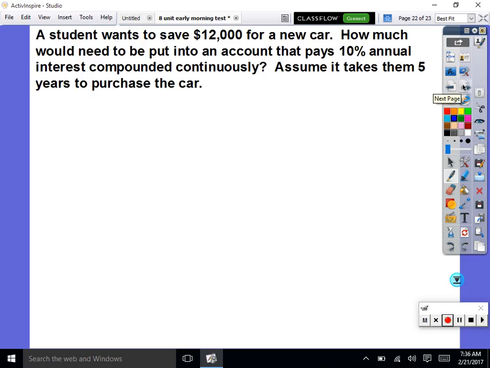All right, a student wants to save $12,000 for a new car. How much will need to be put into an account that pays 10% annual interest, compounded continuously? The keyword is compounded continuously. Assume that it takes them 5 years to purchase the car. So it says the student wants $12,000. So that's in the end, guys. In the end, they want $12,000. It says how much are they going to put down?